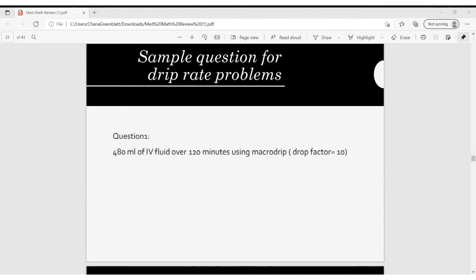I see some answers, but do not forget your units of measurement. If you were to write your answer without a unit of measurement on your exam, you would be marked incorrectly. Perfect. The answer is 40 drops per minute. We will go over how to solve for that just shortly.